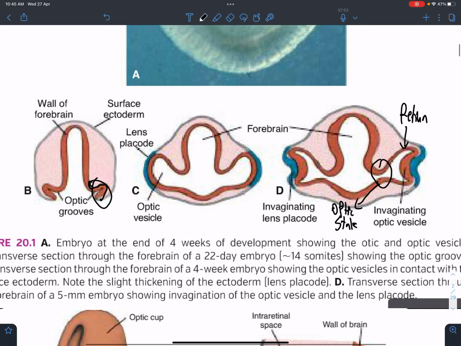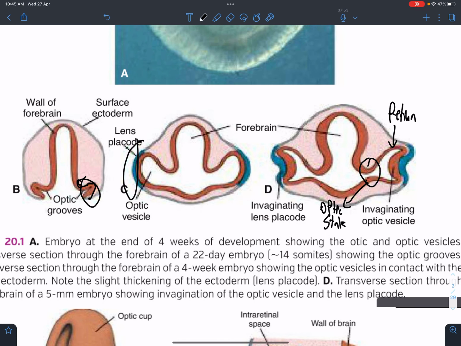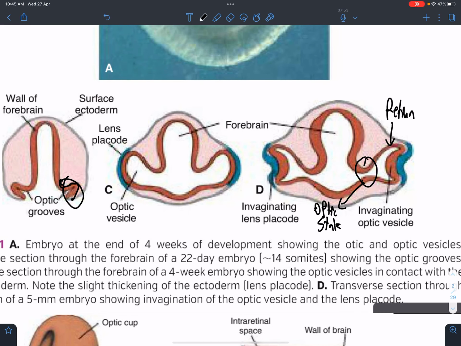Then the optic vesicles will come in contact with the surface ectoderm and induce the surface ectoderm to proliferate and thicken to form the lens placode. Then the optic vesicle is going to invaginate to form finally two structures. The one previously was the optic stalk, which is going to give you the optic nerve, and it's going to form the optic cup, which is going to give you the future retina.